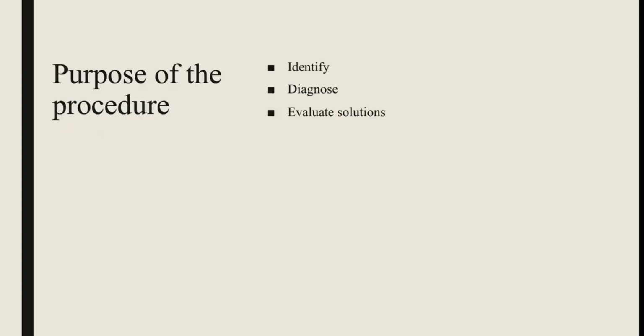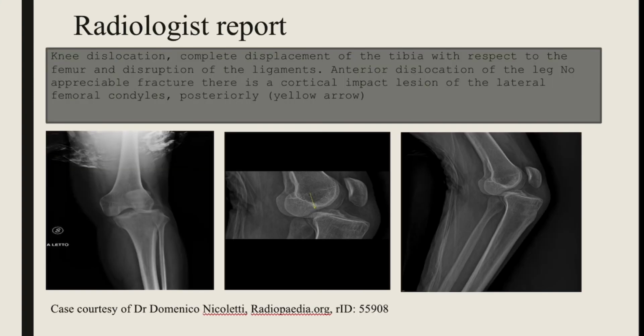The purpose of the procedure is to identify, diagnose, and evaluate possible solutions for the patient. The radiologist report shows knee dislocation, complete displacement of the tibia with respect to the femur, and disruption of the ligament. It's an anterior dislocation of the left knee, and there is no fracture present. There is a cortical impact lesion of the lateral femoral condyle posteriorly, as we can see with the small yellow arrow.